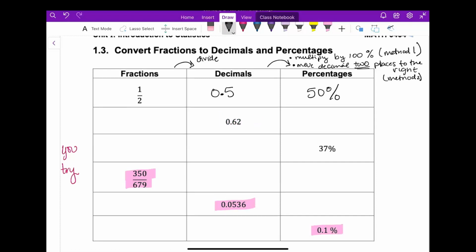So the next one, 0.62. This one's really neat, and this one feels like we're going backwards because if you notice, I started with 1/2, that went to decimal, then went to percentage. This one is starting at the decimal. So what are we going to do? Take the number I see. I don't know if I'm using crazy words here, but the number I see is 62.